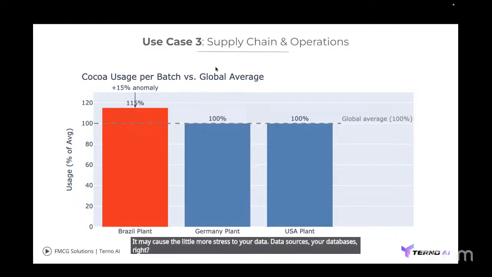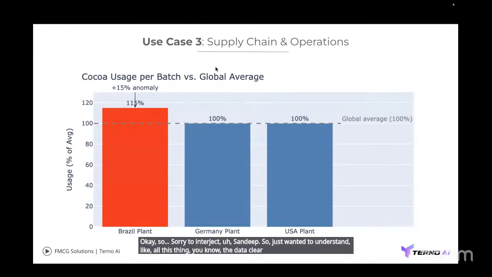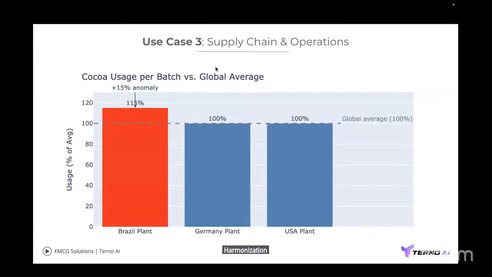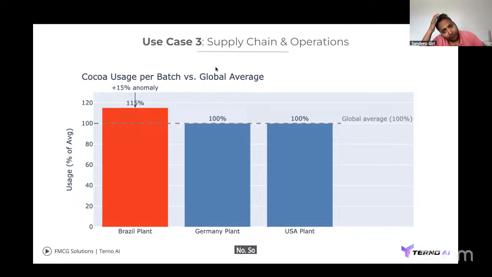Sorry to interject, Sandeep. I just wanted to understand, all this data cleaning, the data harmonization, will it be taken care of by Terno AI, or do we need to have a sort of a prerequisite stage, like we have to do some data processing at our end, and only then it can be fed into Terno AI to be able to go for advanced analytics use cases? No. Most of the work you can delegate to Terno itself.